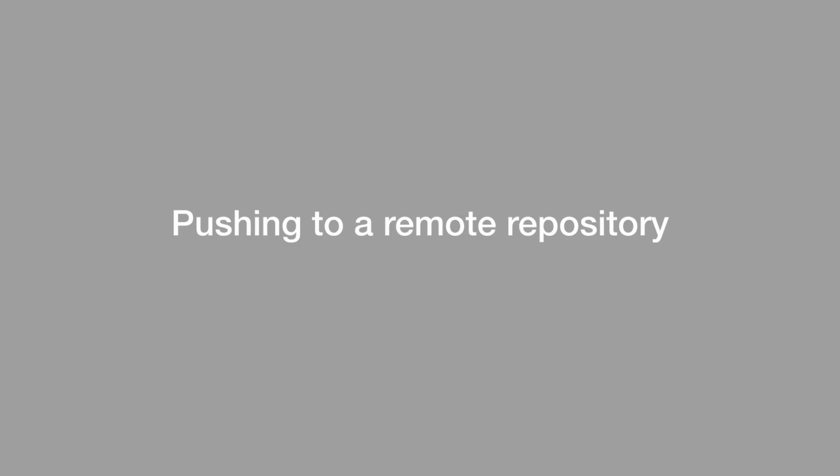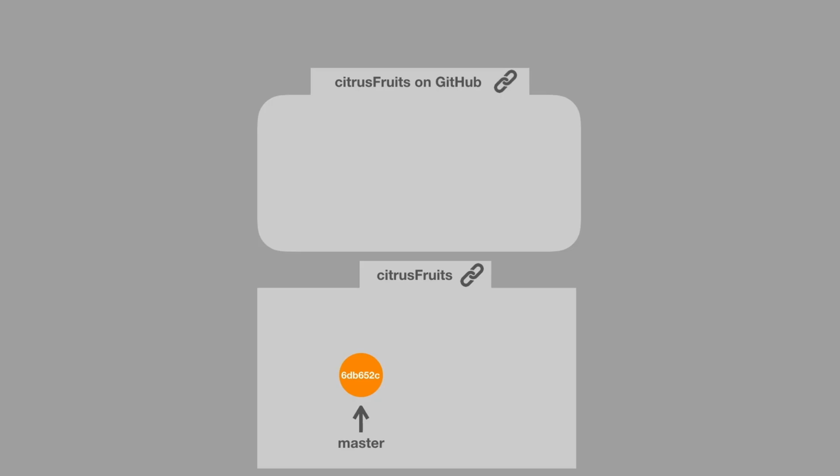In this lesson, I'm going to go over pushing to a remote repository. So we can see that we have our local repository with our commit and our master branch pointing at it, and we have a remote repository, but the remote repository doesn't have any commits in it. We can also see that our local repository has a link to the remote repository.